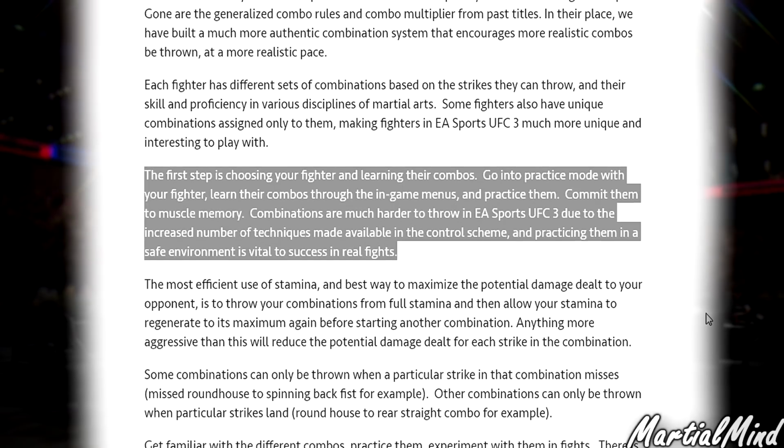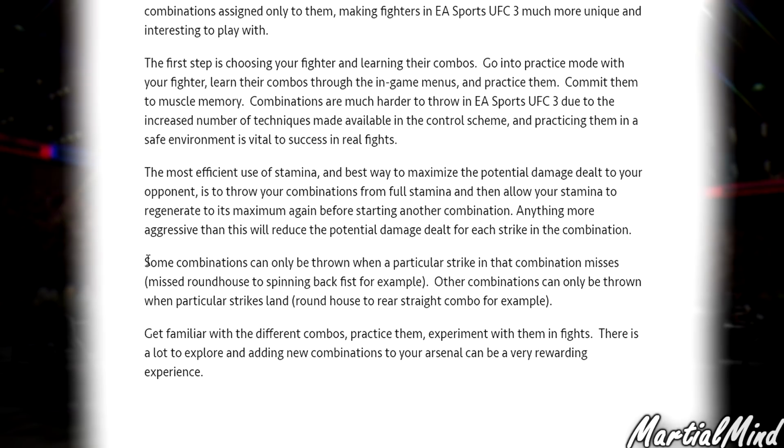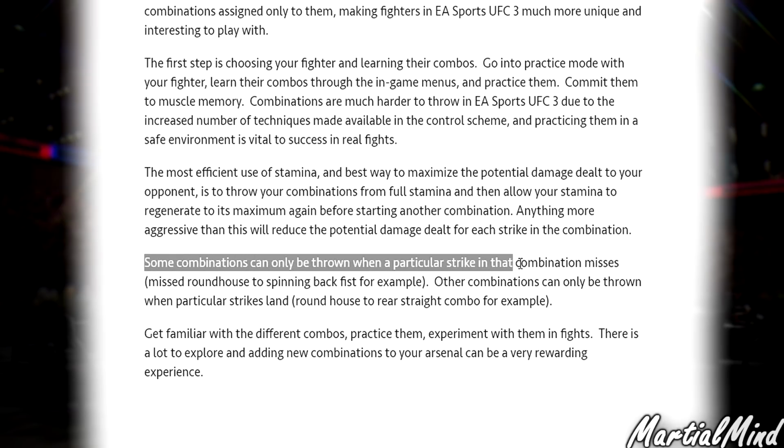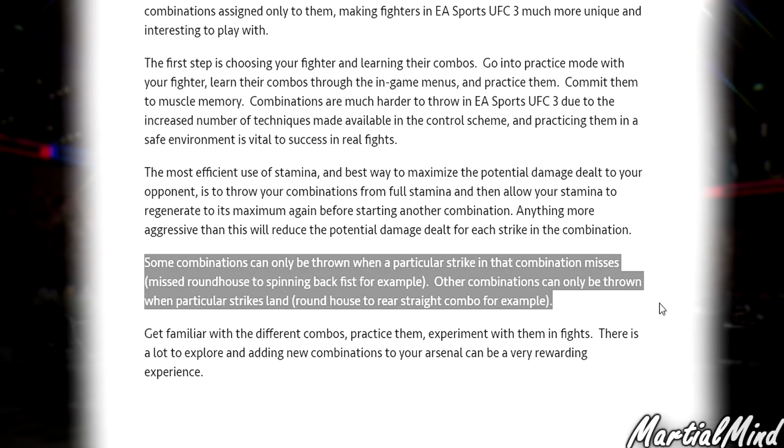Now, this doesn't mean that there aren't combos that every single fighter in the game can throw. They absolutely are. In fact, the combo list was released on the Operation Sports Forum, and I'm going to make another video covering the list of combinations, but there will also be very specific and intricate combos that not every fighter will have access to. And this will make learning how to use fighters way more fun and way more interesting.